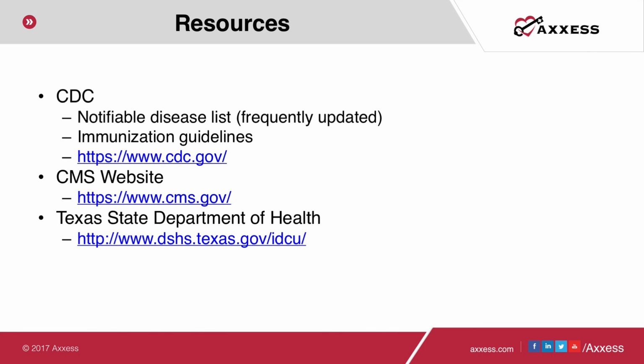You'll also want to make sure that you look at the CDC's notifiable disease list, which is frequently updated. Your policy will need to address how often you look at that CDC site, and will need to reference that that's where you get your list of notifiable diseases and immunization guidelines, and those change at least yearly, by the way. So make sure you have the CDC's website. Also, your CMS website. I have the Texas State Department of Health because that's the state in which I practice, but certainly check your own state's Department of Health for resources regarding infection control and prevention.